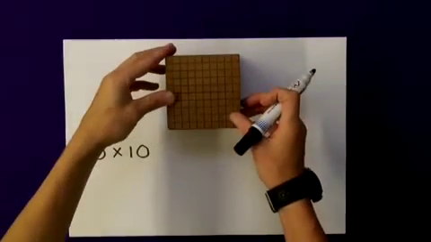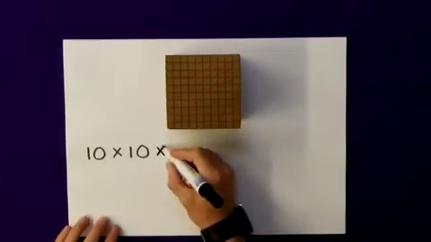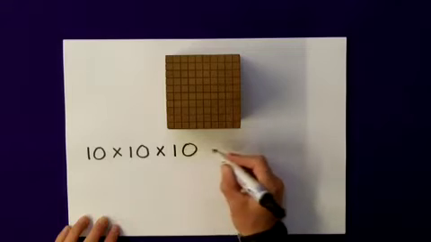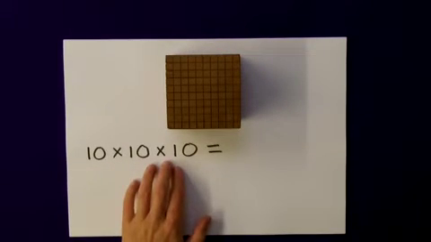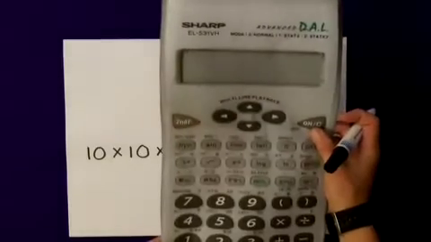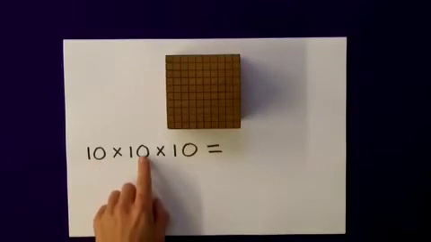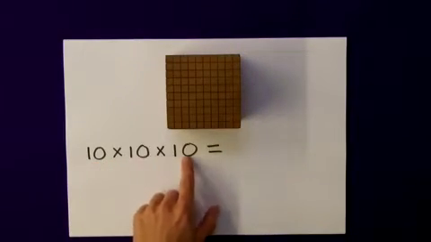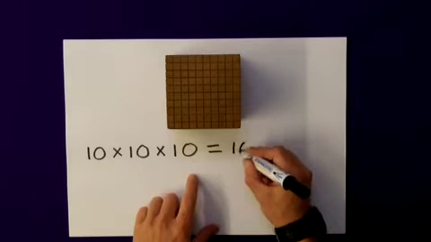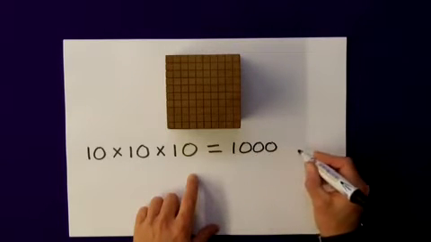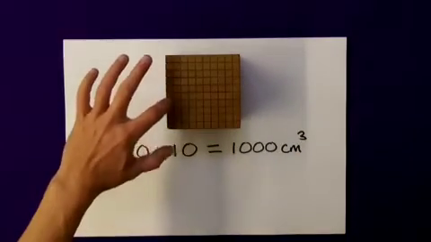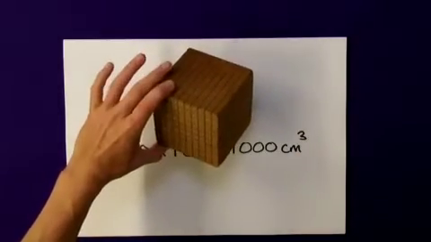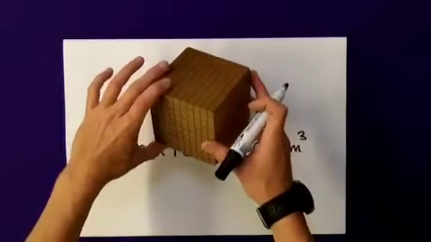So in fact, my calculation now looks like this: 10 times 10 times 10. Now, you should be able to do this multiplication, but unless you're told otherwise, you can use a calculator. 10 times 10 is 100, times 10 again is 1,000, remembering the unit, centimetres cubed. So in actual fact, there are 1,000 centimetres cubed inside this larger cube.